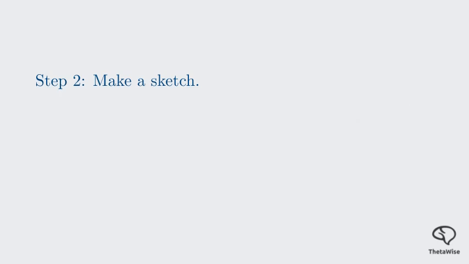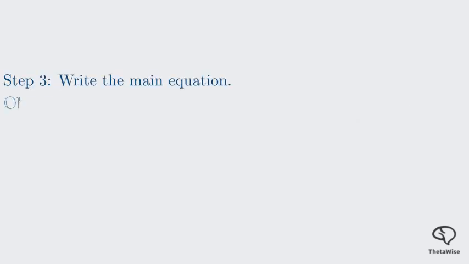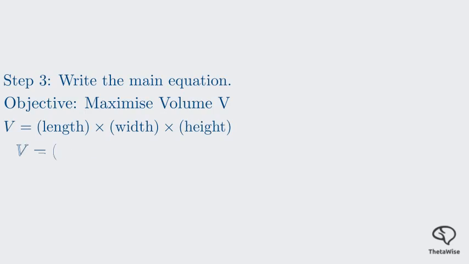The objective is to maximize the volume of this box. The formula for the volume V of a box is length times width times height. In our case, that's a minus 2x times a minus 2x times x. This gives us our single variable function to optimize. The independent variable is x, the side of the cutout square. For step 5, we need to differentiate V with respect to x. We can use the product rule here.